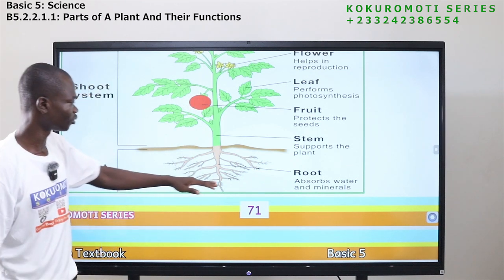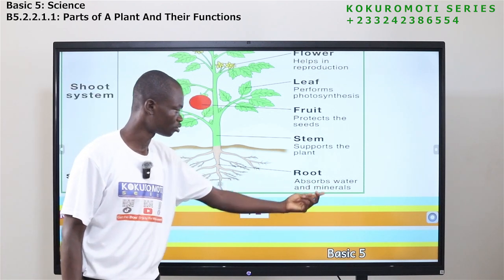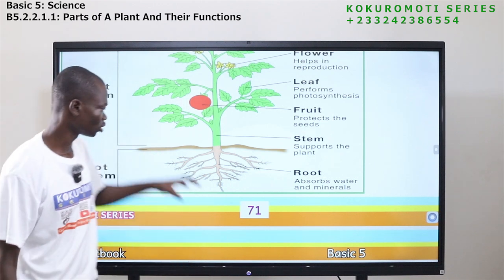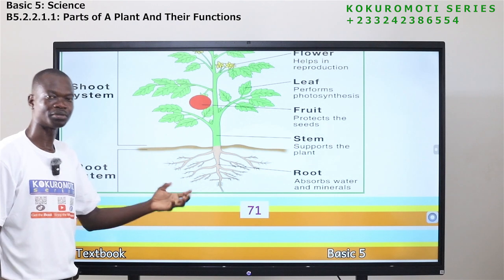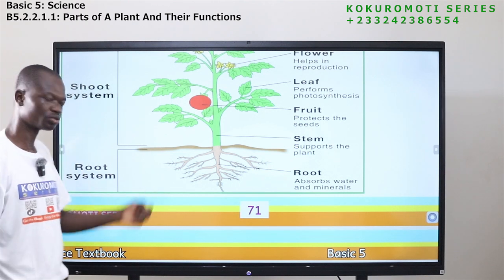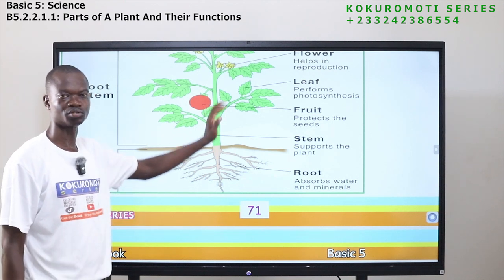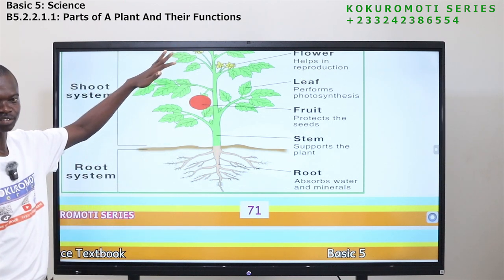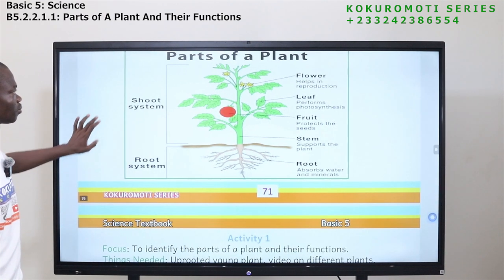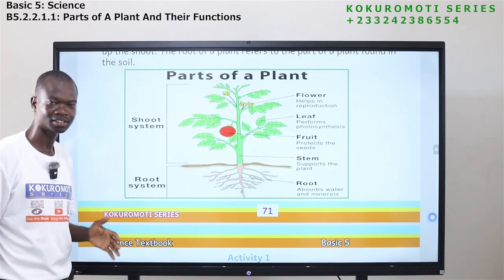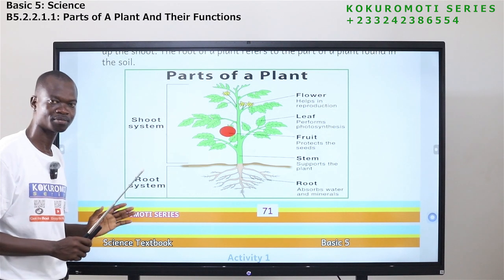Okay, now we have roots, which are found in the soil. The root also absorbs water and nutrients or minerals. The soil contains water, the soil contains minerals. So the roots will absorb these minerals and water and give them to the other parts above the ground. Okay, so this is how plants look like, and these are the parts of a plant.